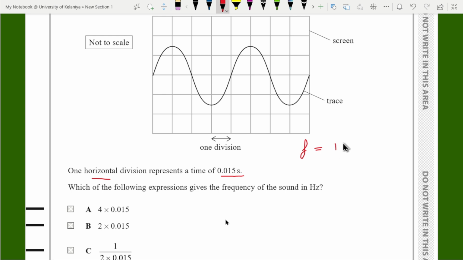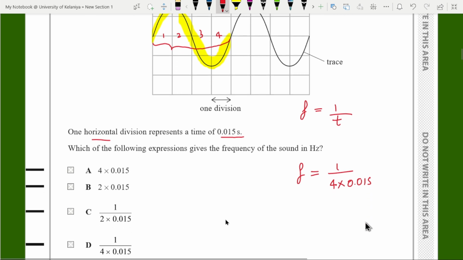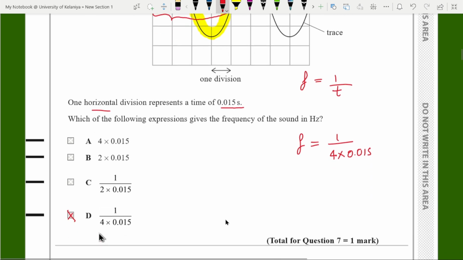Now we have to find t, the time taken for one oscillation. We have to take it from the screen of the oscilloscope. F equals 1 over t. What is a complete oscillation? A complete oscillation is from here up to here, and if you look at the whole screen, we have two complete oscillations. So I'm going to calculate the time taken for one complete oscillation. We have one small square, two, three, four small squares. So four squares, 4 times 0.015 seconds, right? So the answer is D.